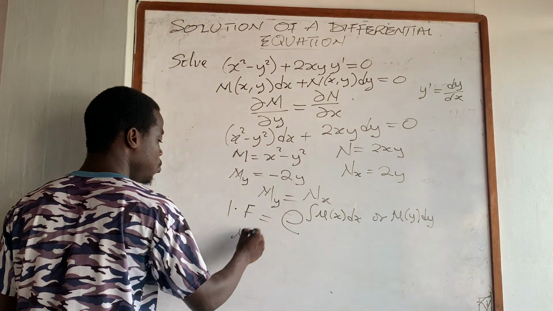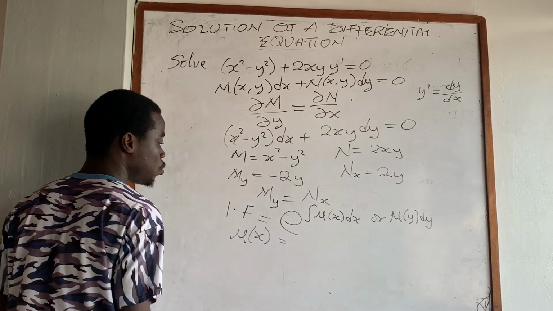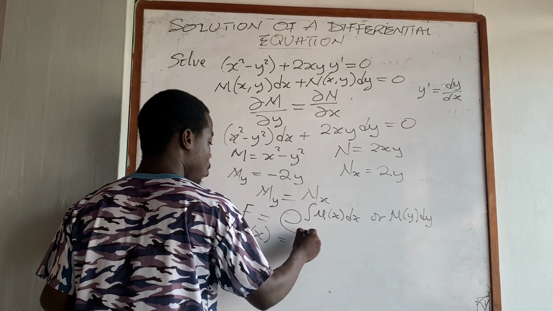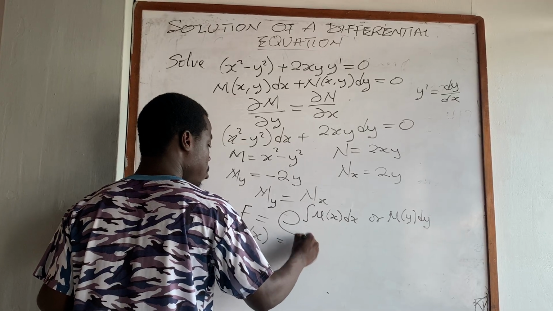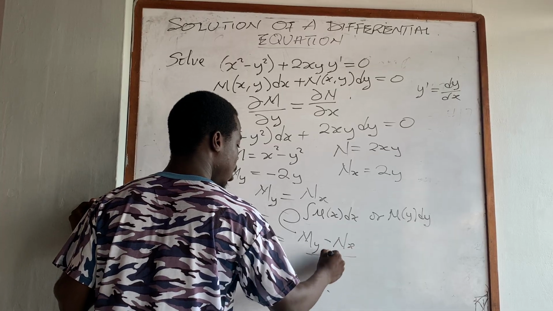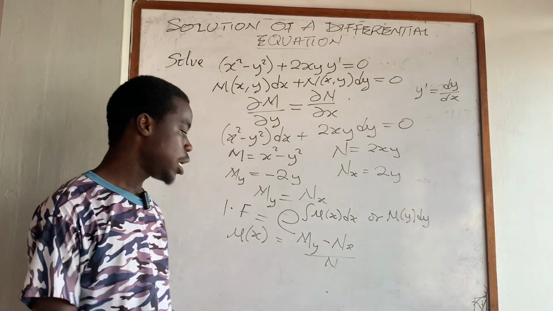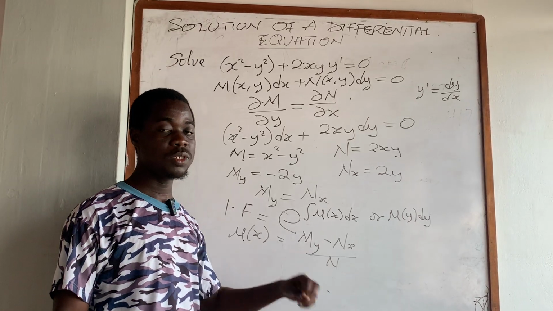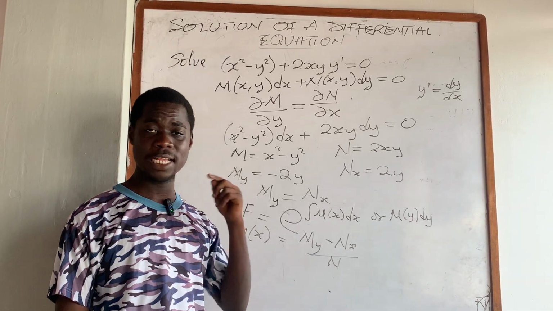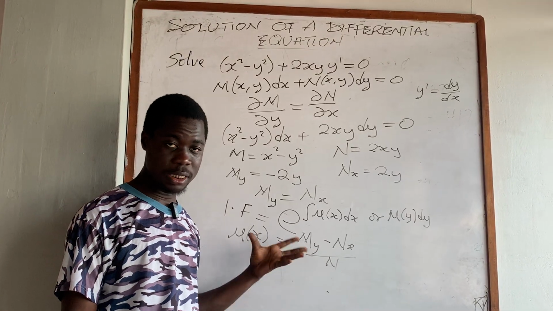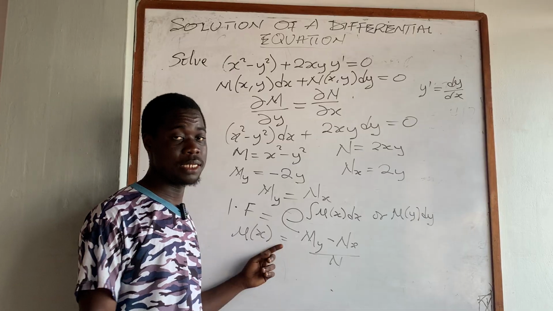Now I have mu of x, which is equal to, so here I will get M sub y minus N sub x over N. So here, this formula is saying that if you use this formula, you need to get a function which is in terms of x only. So if you get y attached to this by using this formula, it means that we cannot use it to find the integrating factor.